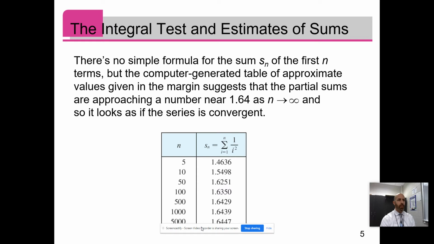In the table below, we can see that when n is equal to 5, the sum is 1.4736. And as we go all the way up to 5,000 terms, we can see that the sum has only increased to approximately 1.6447. So even though the sum of the series is increasing, it seems to be slowing down, and it's going to approach some value. In this case, we can see that it's approaching about 1.64 as n goes to infinity. So it looks like this series is going to converge.